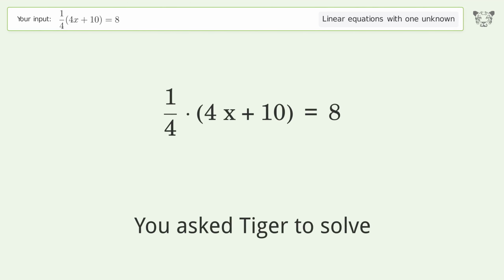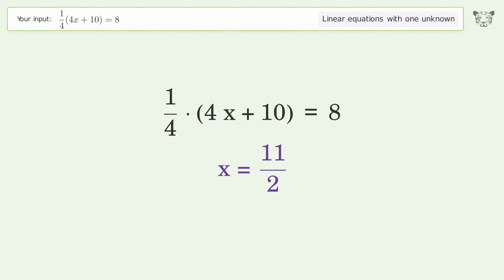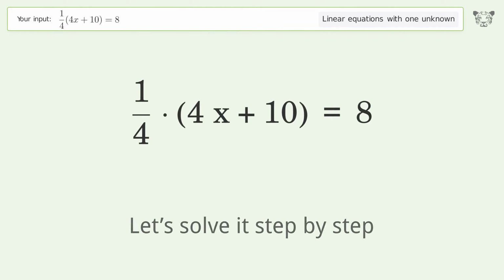You ask Tiger to solve. This deals with linear equations with one unknown. The final result is x equals 11/2. Let's solve it step by step.